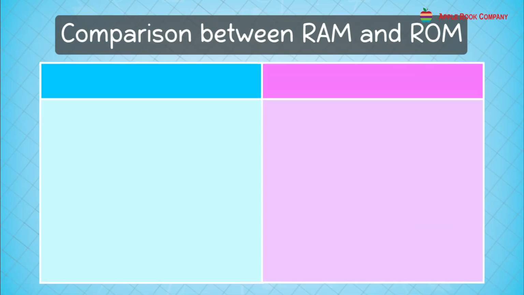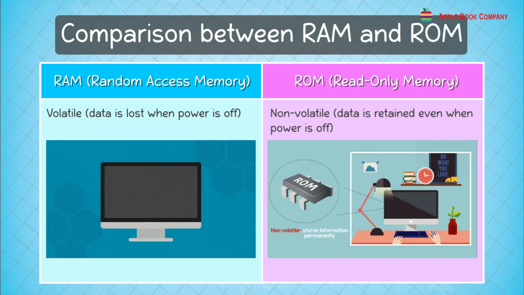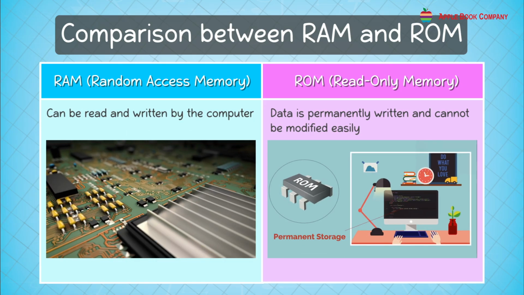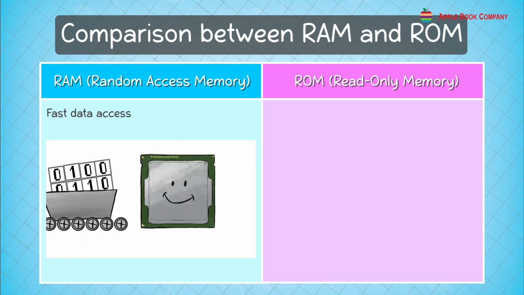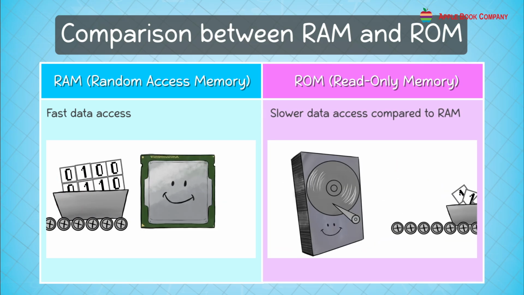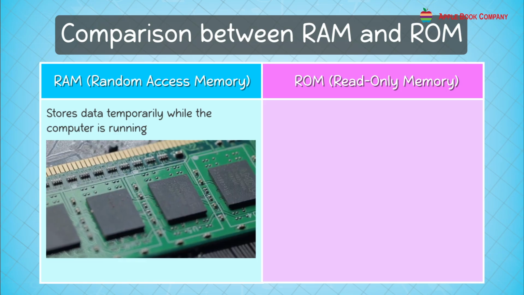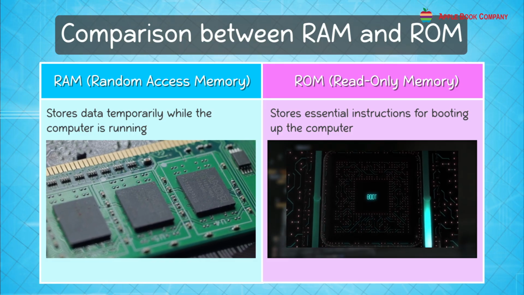Comparison between RAM and ROM. RAM, random access memory. Volatile, data is lost when power is off. ROM, read-only memory. Non-volatile, data is retained even when power is off. Can be read and written by the computer. Data is permanently written and cannot be modified easily. Fast data access. Slower data access compared to RAM. Stores data temporarily while the computer is running. Stores essential instructions for booting up the computer.